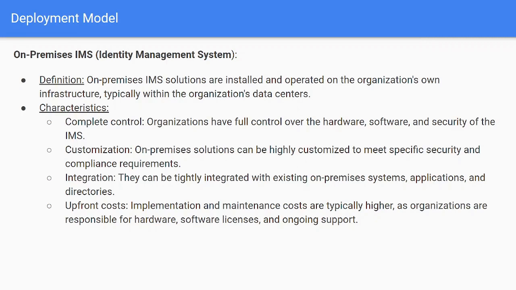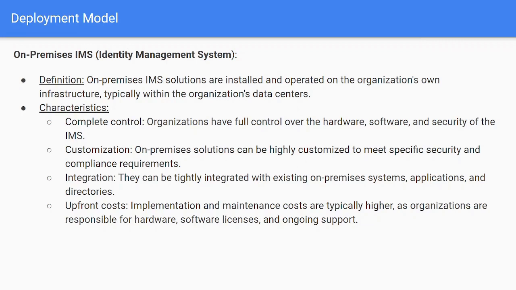You understand? Then integration. Since everything is on premise, the organization can integrate the IMS tightly with the other on-premise systems like applications and their directory. So they don't have to start thinking about implementation, how can we implement all this, because it's in their own environment, on premises where they are. So it will be easier for the implementation to work.